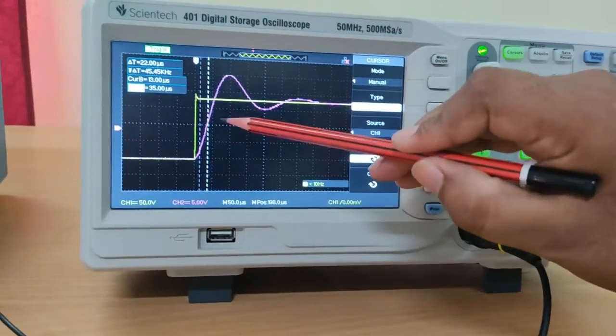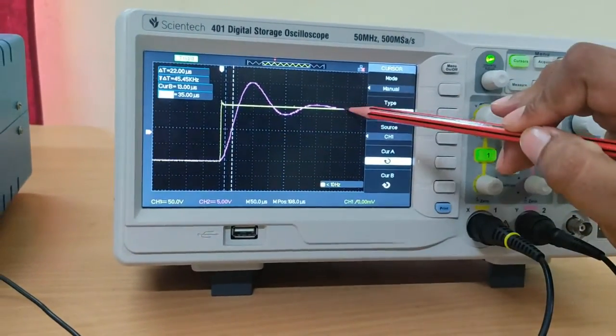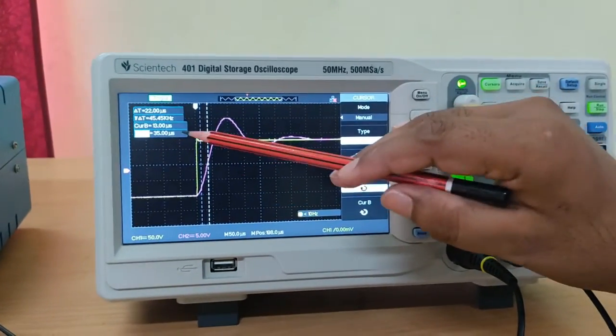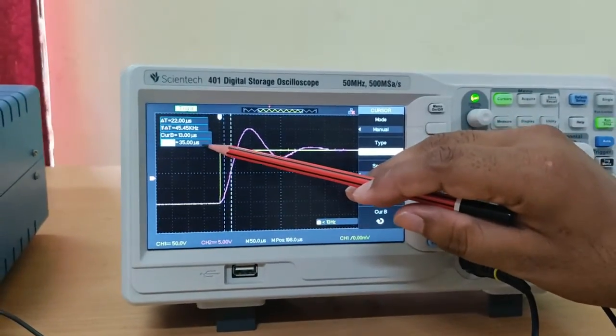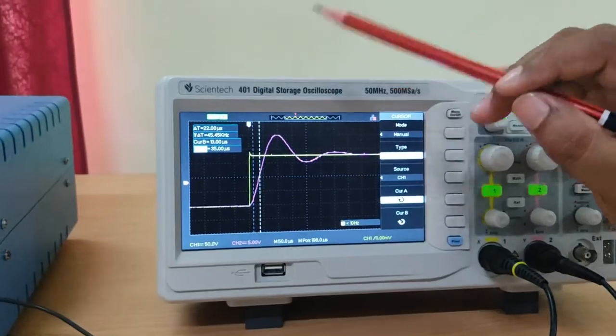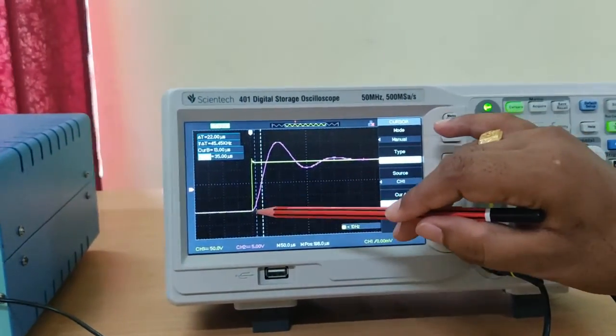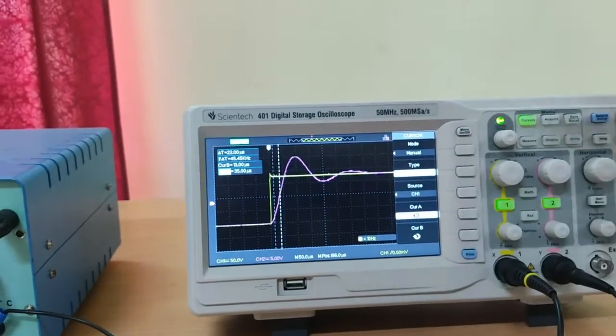Okay, here this is the 50% of response. This is 100%. Okay, this is 100% steady state. This is 50% accordingly. Okay, the time period for the response to reach 50% is 35 microseconds. For our response to reach 50% of full output from 0, the time taken is 35 microseconds.